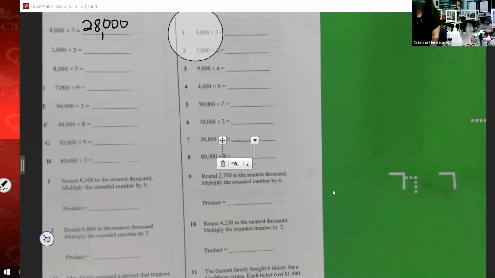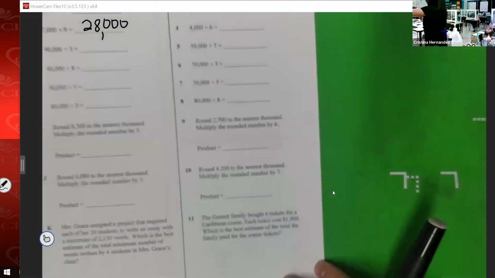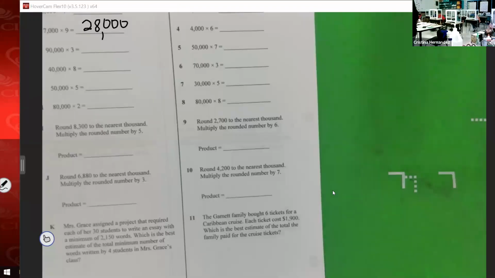Number 10. Round 4,200 to the nearest thousands. Multiply the rounded number by 7. So, 4,200, we're going to round up or we're going to round down? Round up.